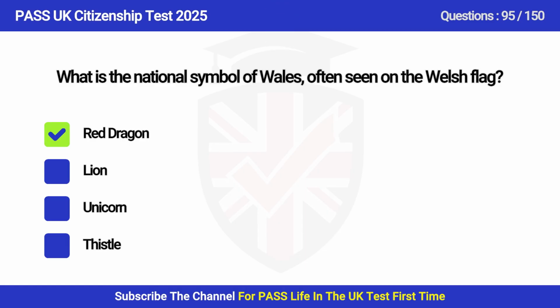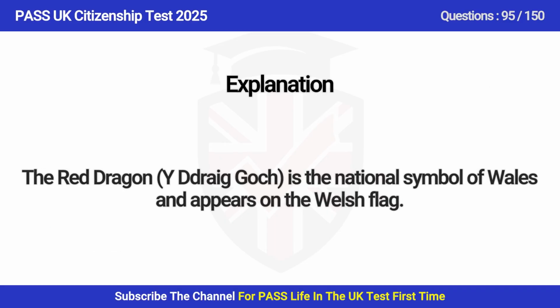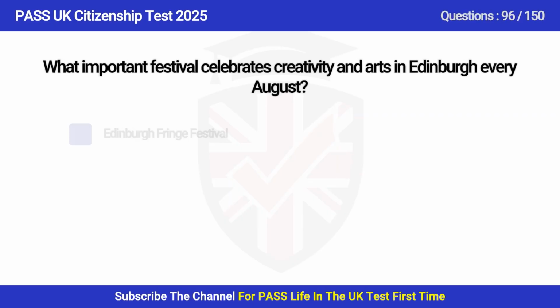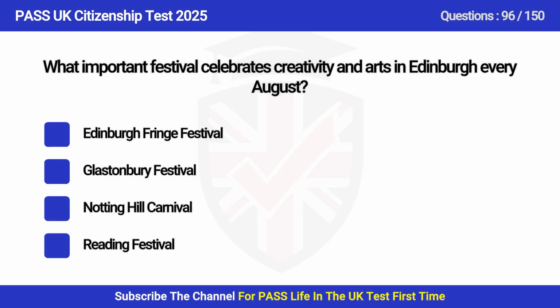The answer is A. Red dragon. The red dragon, Y Ddraig Goch, is the national symbol of Wales and appears on the Welsh flag. Question 96. What important festival celebrates creativity and arts in Edinburgh every August? A. Edinburgh Fringe Festival. B. Glastonbury Festival. C. Notting Hill Carnival. D. Reading Festival.